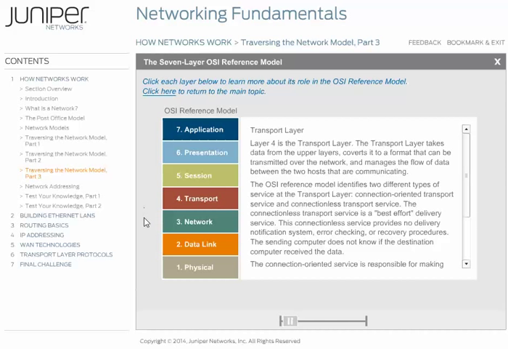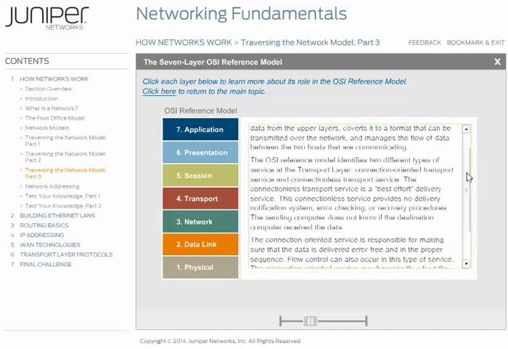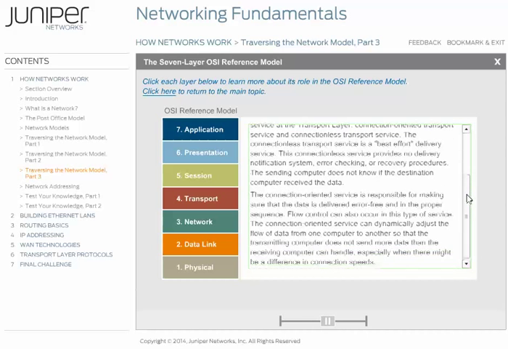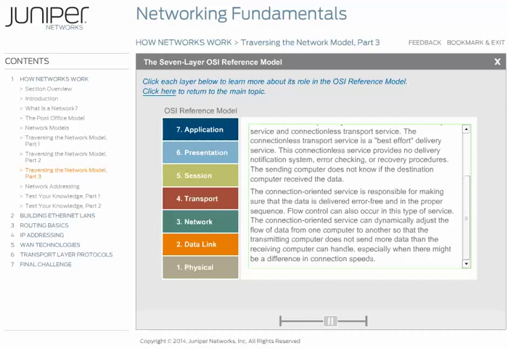Layer 4 is the transport layer. The transport layer takes data from the upper layers, converts it to a format that can be transmitted over the network, and manages the flow of data between the two hosts that are communicating. The OSI reference model identifies two different types of service at the transport layer: connection-oriented transport service and connectionless transport service. The connectionless transport service is a best effort delivery service. This connectionless service provides no delivery notification system, error checking, or recovery procedures. The sending computer does not know if the destination computer received the data.